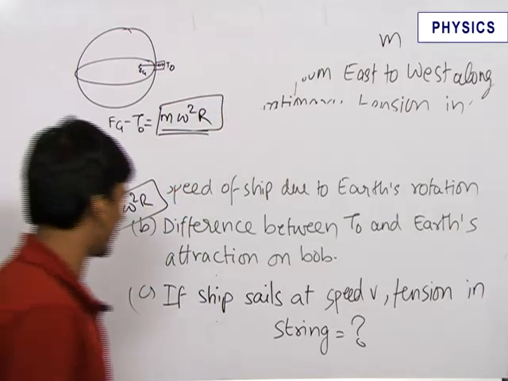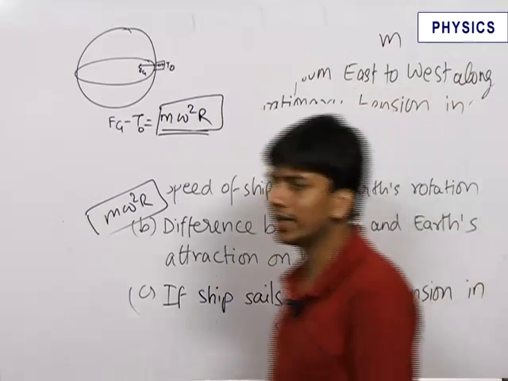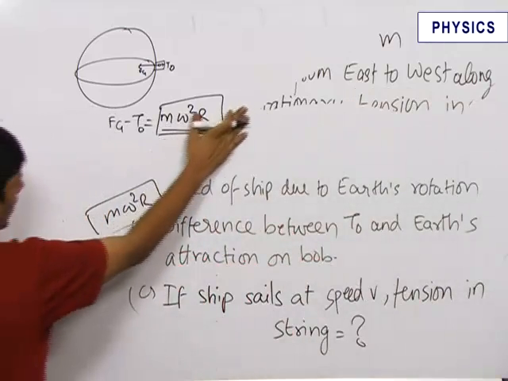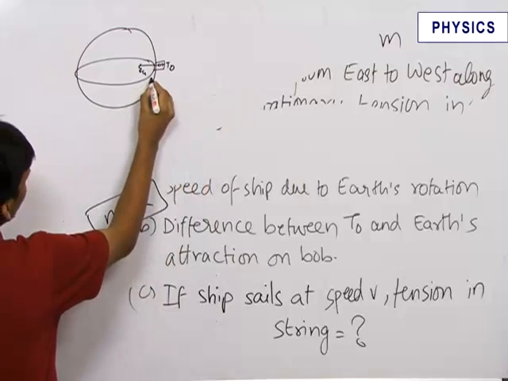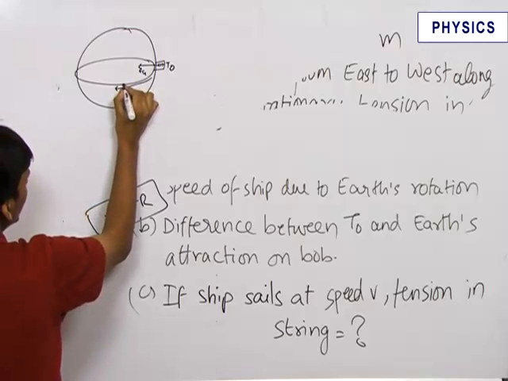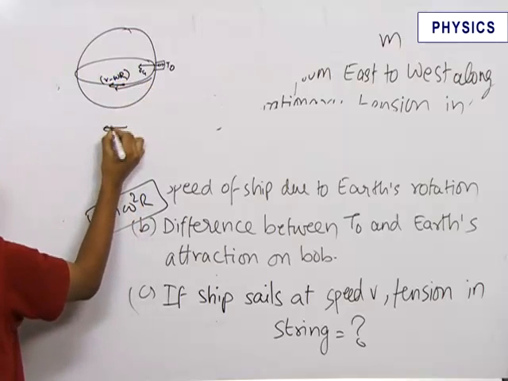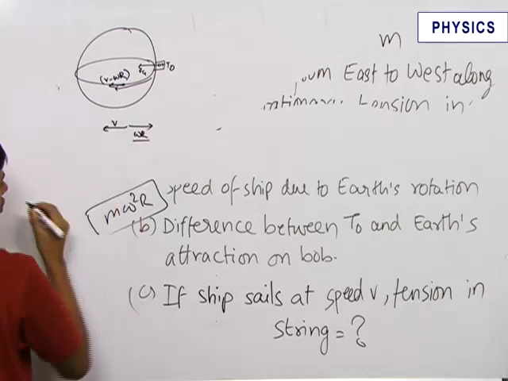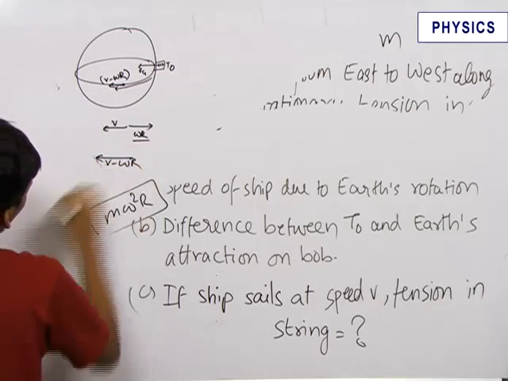Now the third part is interesting. It says that if the ship sails at speed v from the direction east to west along the equator, then we need to find out the tension in the string. For this part, if the ship is sailing east to west and the earth is rotating from west to east, then the net resultant velocity of the ship comes out to be v minus omega r, that is v this side and omega r this side due to earth's rotation. So the net speed of the ship comes out to be v minus omega r.